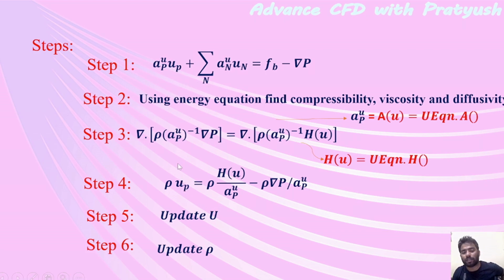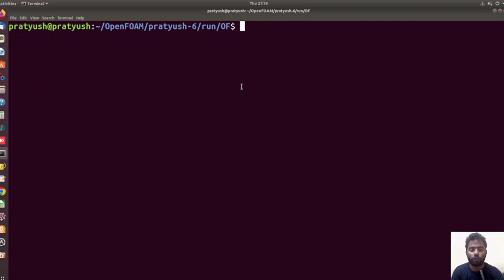So I hope these steps are clear to you. So let's go to the OpenFOAM terminal or Ubuntu terminal. So hello friends, now we are going to talk about rhoSimpleFoam and we are going to code it. Okay, so if you remember, in the last class we coded the simpleFoam scheme. So I am going to copy code from the last class and we are going to modify that simpleFoam into rhoSimpleFoam.